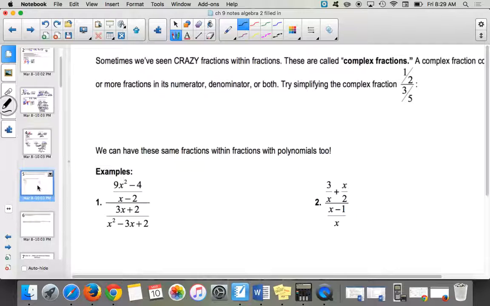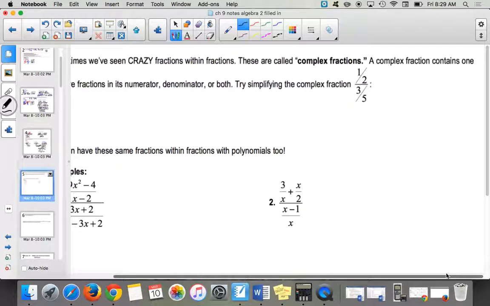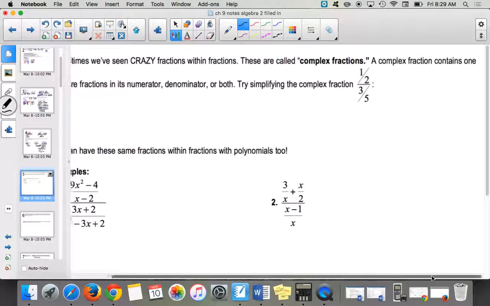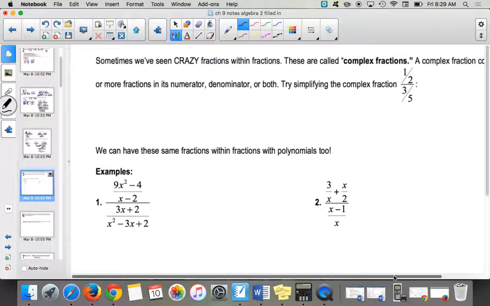So it says sometimes we've seen crazy fractions within fractions. These are called complex fractions. I don't know why they call them complex fractions. There are no complex numbers in them. I guess it's complex as in difficult. They're difficult fractions. Not really that hard. You guys can do these. A complex fraction contains one or more fractions in its numerator, denominator, or both. So it says try simplifying the complex fraction.